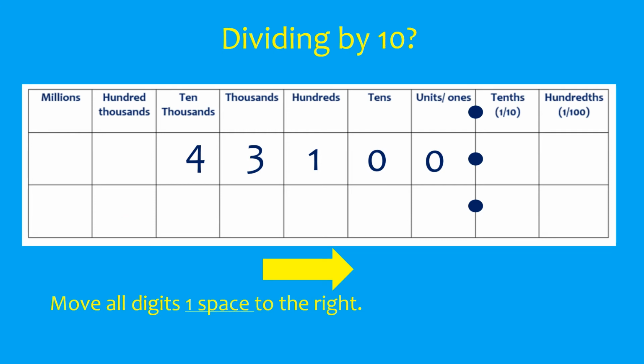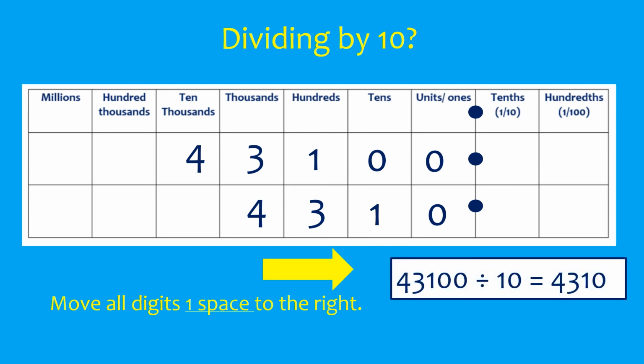If we're dividing, we move everything to the right. So when we're multiplying, we move everything to the left, and when we're dividing, we move everything to the right. So if we're dividing by 10, and we move all these digits one space to the right, the 10,000s will become thousands, the thousands will become hundreds, until we get to this number here. Any zeros after the decimal point we can lose because they don't add any value to it. So we end up with 4,310.